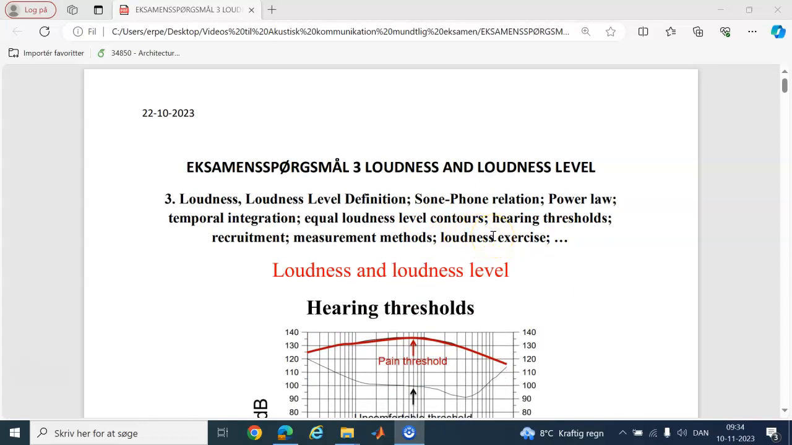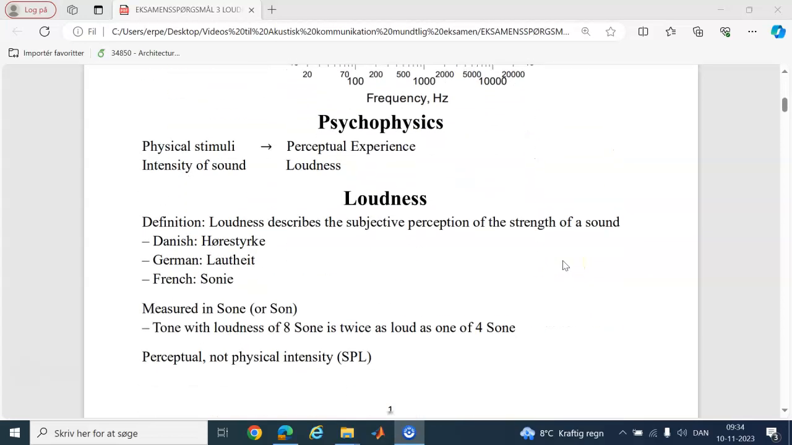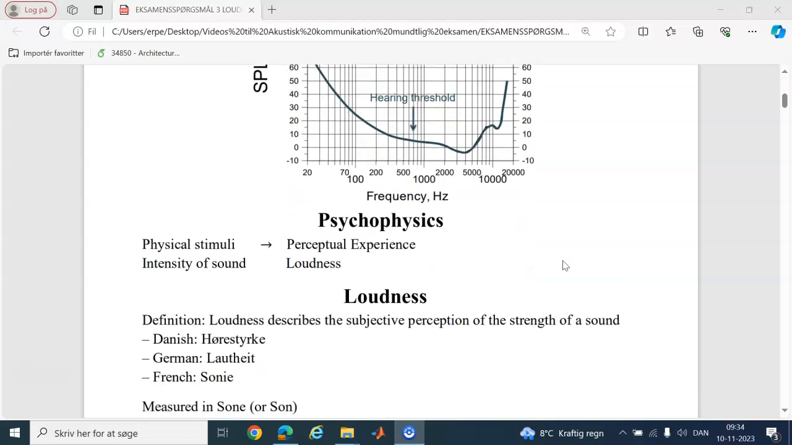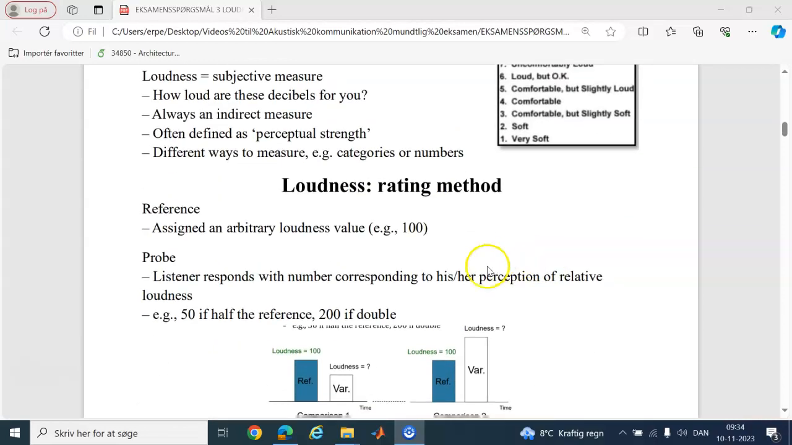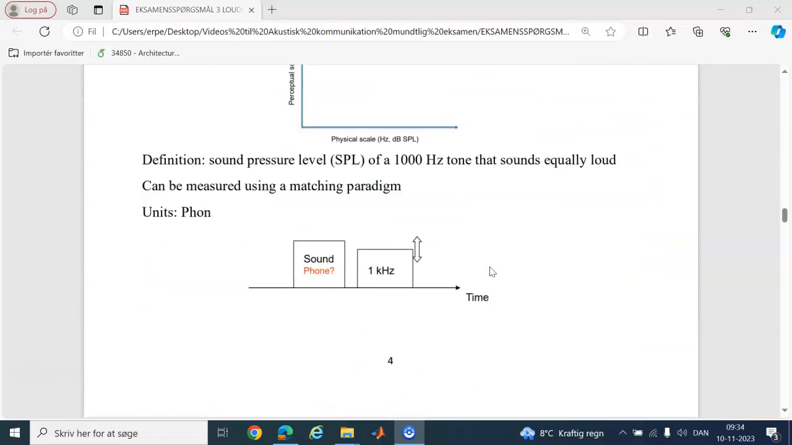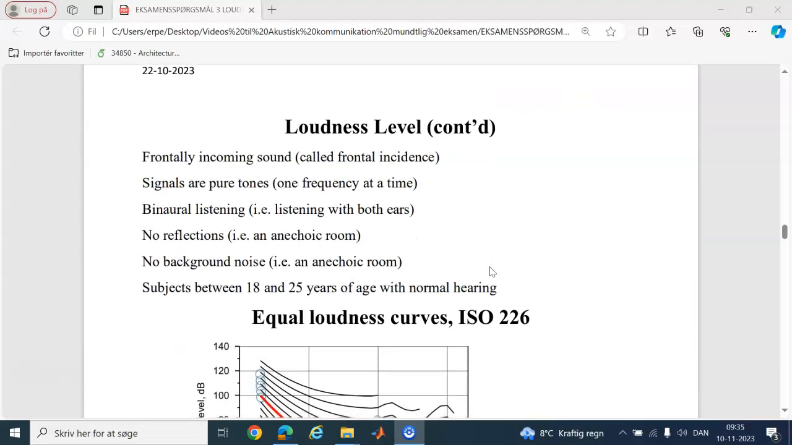If you go to 2000 hertz, it could be another number of decibels, but it's still the 40 dBs level contour curve. So the loudness depends on the frequencies. Okay, it could be better explained. Loudness level continued.